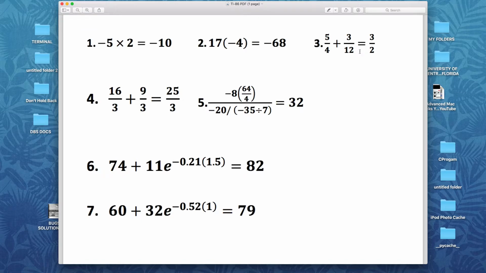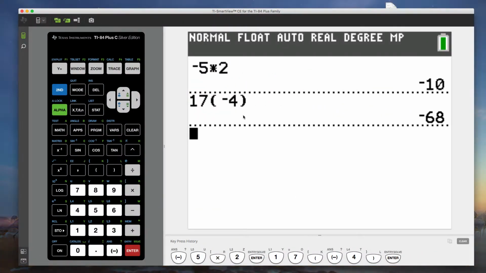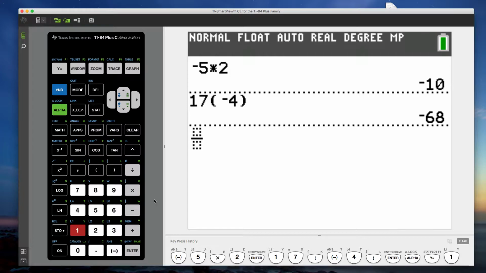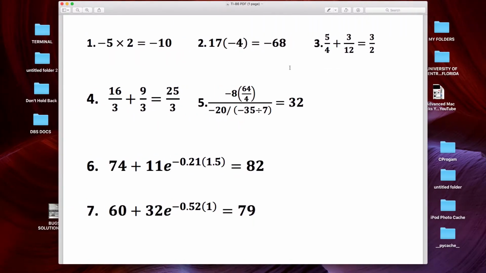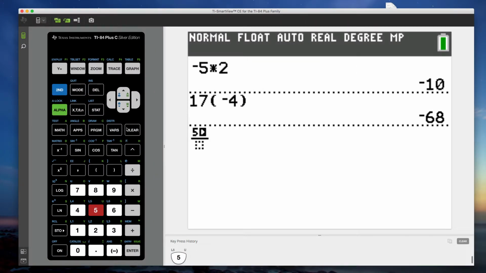We have 5/4 plus 3/12. We're going to enter it just like you see it. So we're going to press alpha, the y equals button, and we're going to select 1. And that gives us our fraction. And what was it? 5/4. So we're going to have 5. You can click right down here.